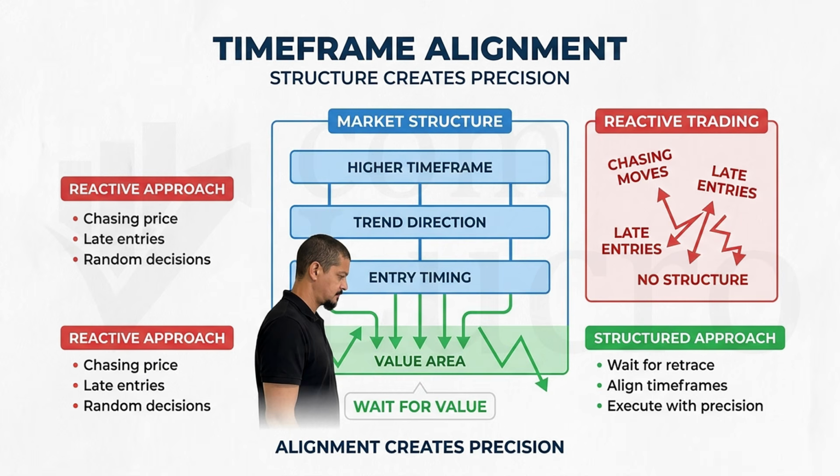What he is describing here is the alignment between time frames, and this is one of the key elements that separates reactive trading from structured execution. Instead of chasing impulsive moves and entering late, you step back and allow the market to retrace into areas of value. By doing this, you are no longer trading noise, but positioning yourself in the direction of the dominant trend with intention and clarity. This approach removes randomness from your entries and replaces it with timing and structure. And that is where true precision begins to develop. Now, let us look at the 3rd rule.